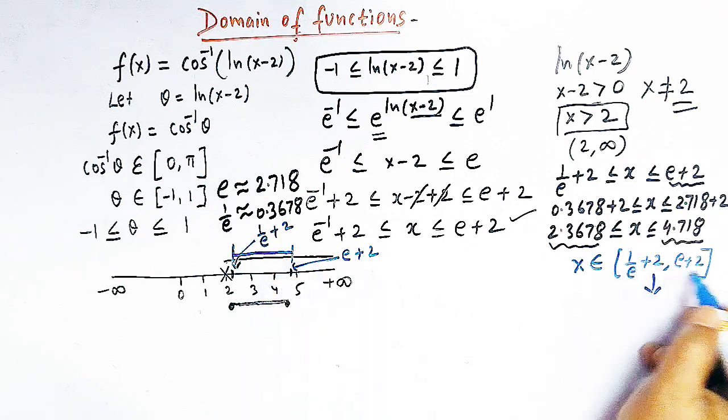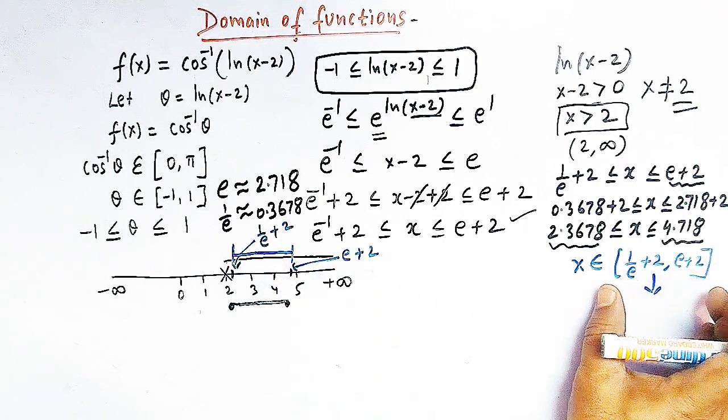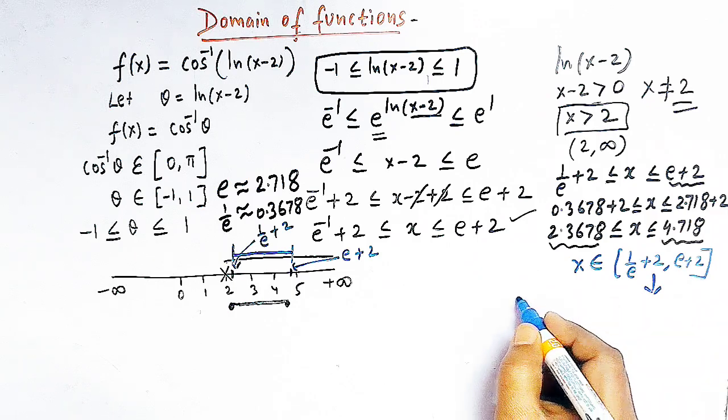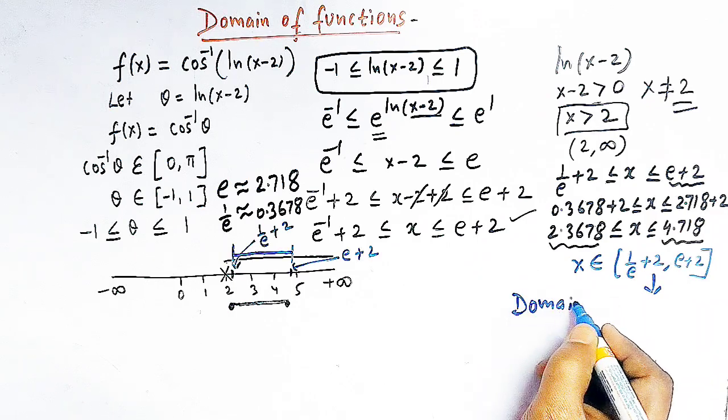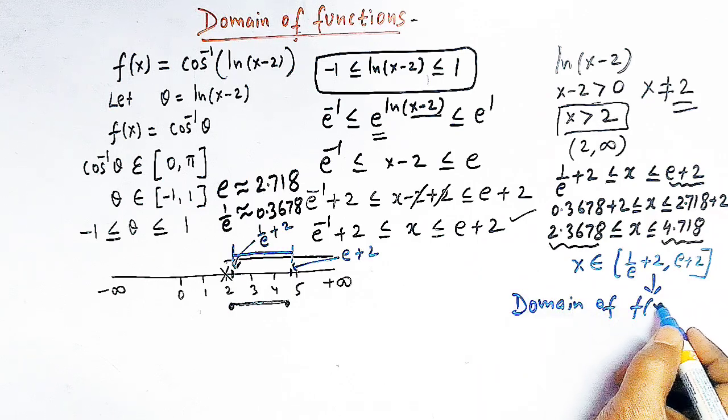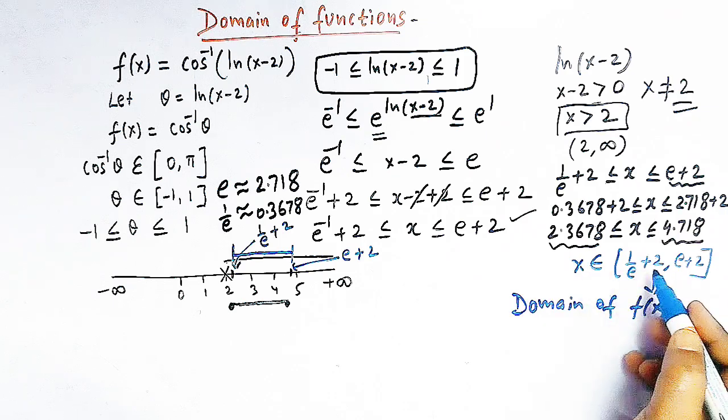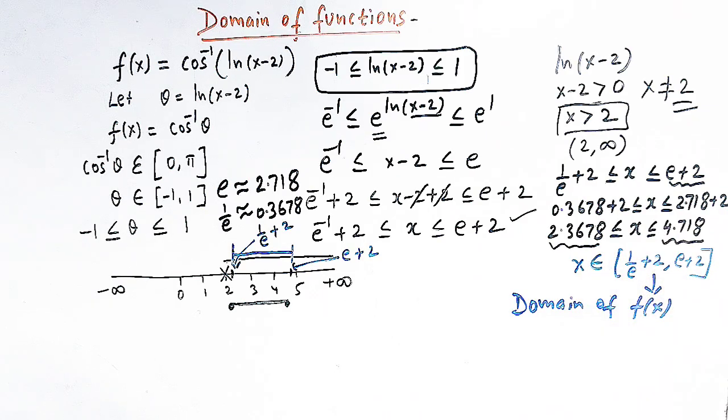So this interval, which is closed from both the ends, gives us the domain of f of x, and the domain is given by this interval, 1 over e plus 2 to e plus 2.